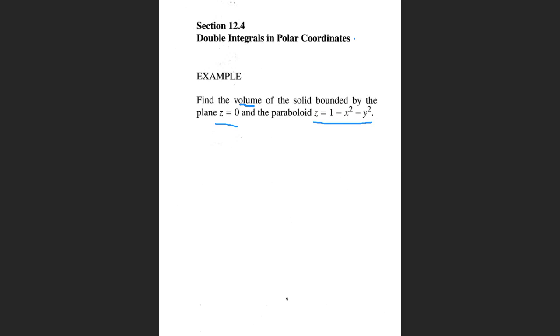And what's the highest point on the bowl? That's right, Lexi. 1. Very good. So if z were equal to x squared plus y squared, that bowl would start at the origin and move upward. But that's not what we have here. We have z equals 1 minus x squared minus y squared, which can be written as 1 minus the sum of x squared plus y squared.